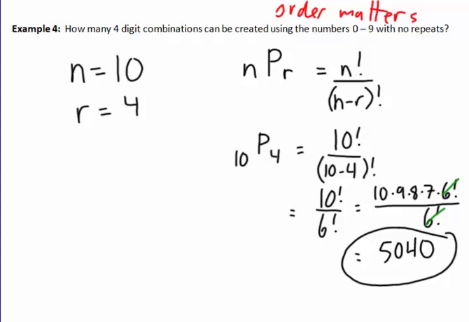And that's what we would do if we're not going to use every single digit. And the other important piece is we have no repeats. They are distinguishable objects. We're going to look at more examples like this in class.